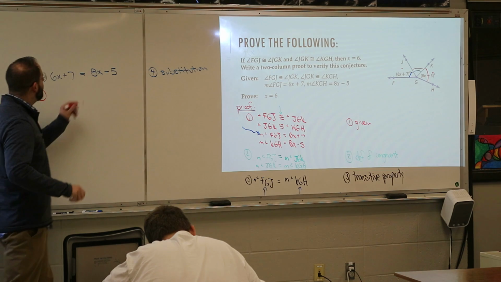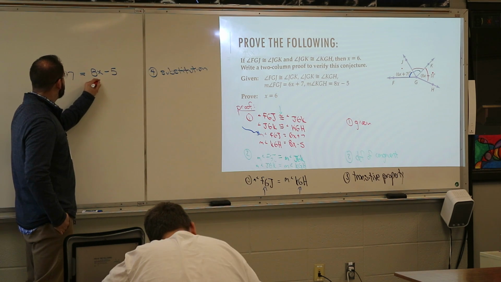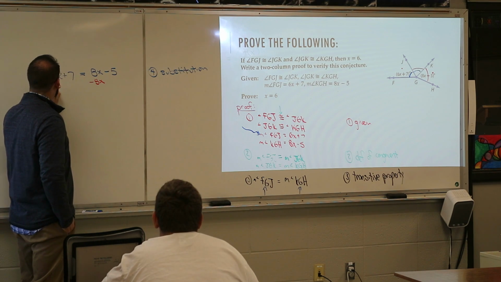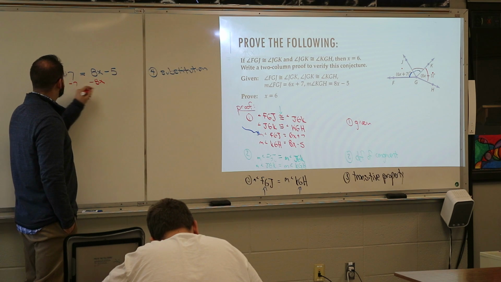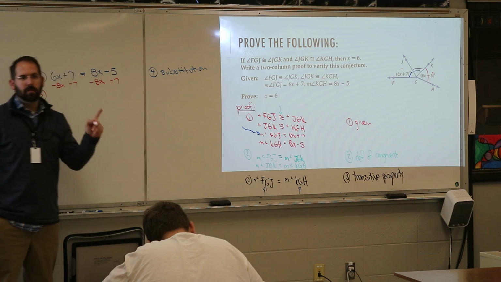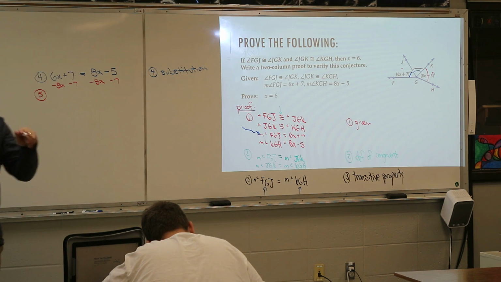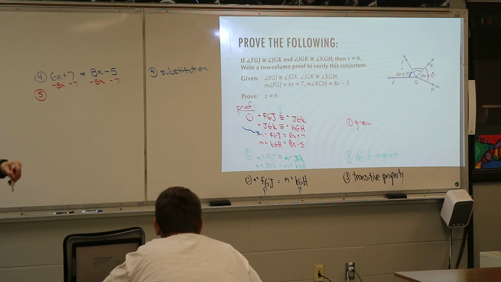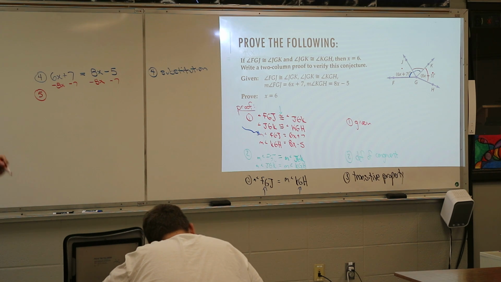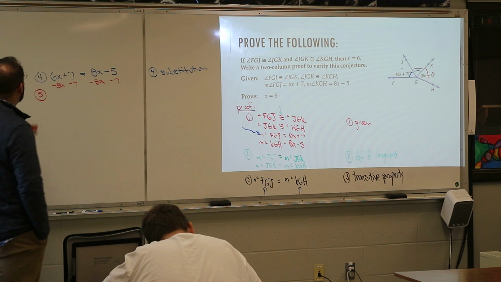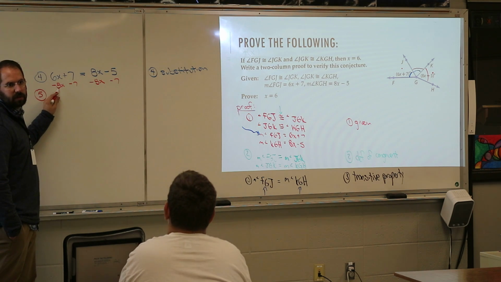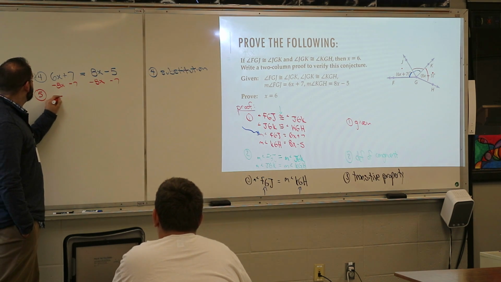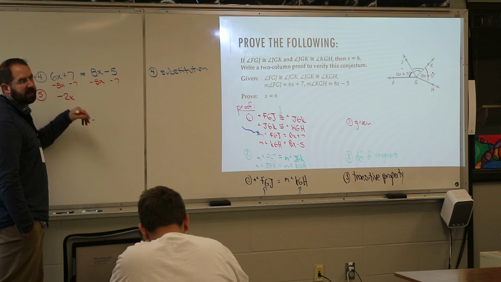So like for instance, I'm going to subtract the 8x to both sides. I'm going to subtract the 7 to both sides. The reason I'm doing that, I'm literally dragging them across. I don't need to put property of opposites, I don't need to do identities, I'm just going to write down what that is. What is 6x minus 8x? Negative 2x. The 7 minus 7 is gone.